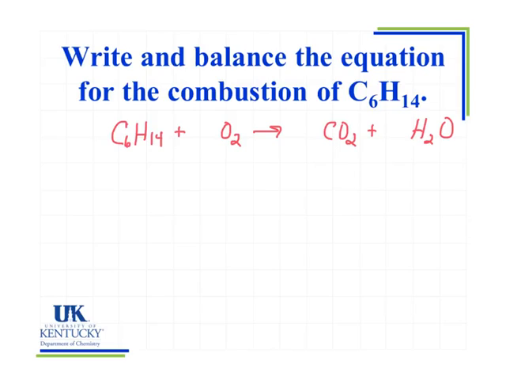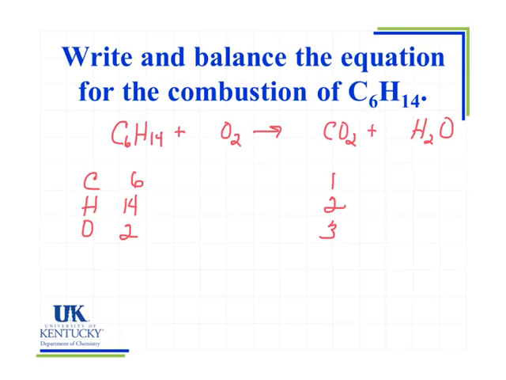Now I'm going to create a list of my elements, C, H, and O, so that I can basically create a tally of how many carbons, hydrogens, and oxygens I have on both sides of the equation. On the left side, I have 6 carbons, 14 hydrogens, and 2 oxygens. On the right side, I have 1 carbon, 2 hydrogens, and 3 oxygens. So now what I need to do is start putting in coefficients and adjusting my totals until I get all the coefficients I need to have a balanced chemical equation.